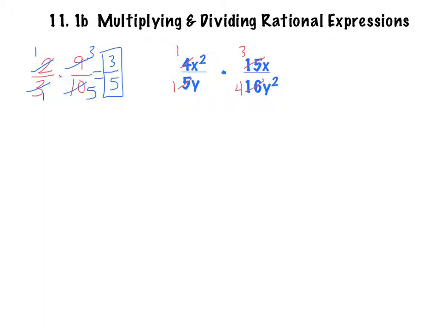Right now, it doesn't look like there's any reducing I can do, so I'm just going to multiply straight across. I have an x squared times a 3x, which is going to get me a 3x cubed. On the bottom, I have a y times a 4y squared, so that's going to get me a 4, and then I'm going to end up with a y cubed because I have 3 of them down there. And that's my answer.